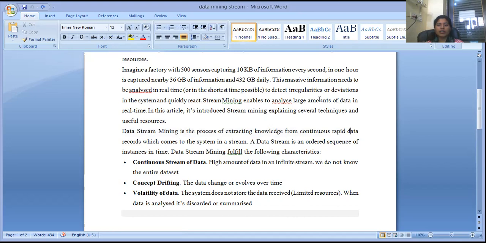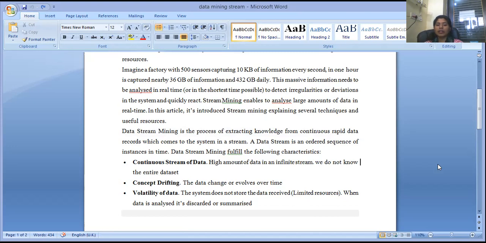So a data stream is an ordered sequence of instances in time, and data stream mining fulfills the following characteristics. What type of characteristics? First is continuous stream of data, and concept drifting and volatility of the data. What does this mean? See here, continuous stream of data: a high amount of data in an infinite stream. We don't know the entire data set.